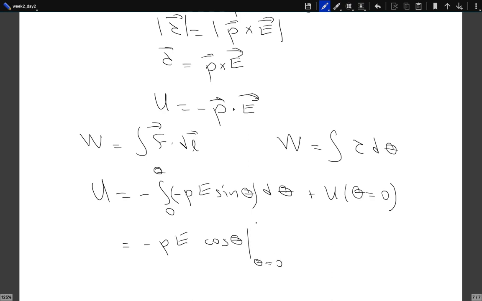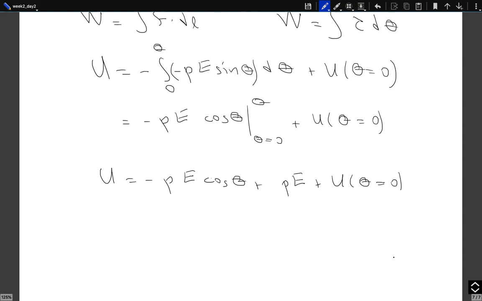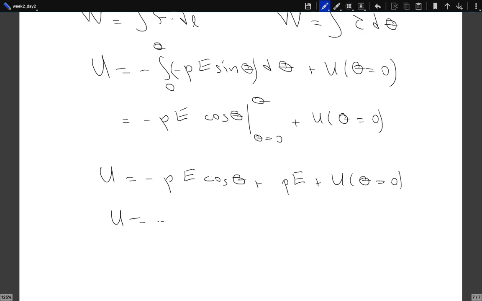Theta from 0 up to the final theta, plus U at theta equal to 0. So U is equal to minus P times E times cosine theta plus P E cosine 0, which is 1, plus U at theta equal to 0. So U, the potential energy, is minus P dot E. I just chose these two terms to cancel each other. It's just a shift. So this is the potential energy of a dipole in an electric field.